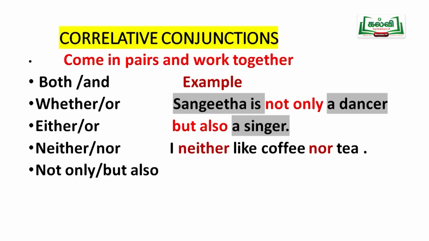Correlative conjunctions come in pairs, they never separate. Either... or: both words must come in a sentence, they won't separate. Neither... nor, not only... but also, they won't come separately. They come in pairs, they come together only.